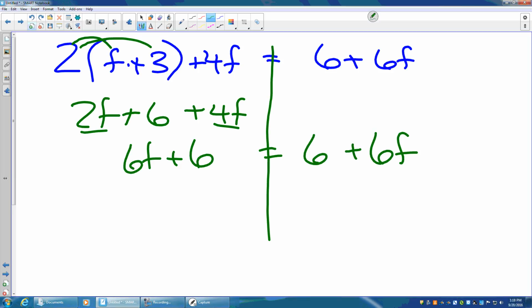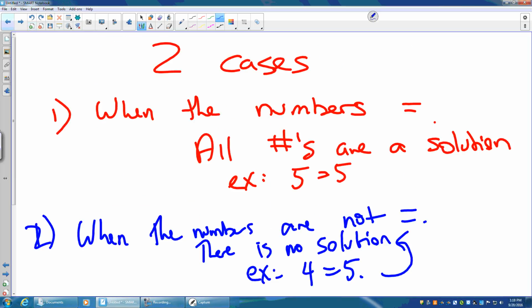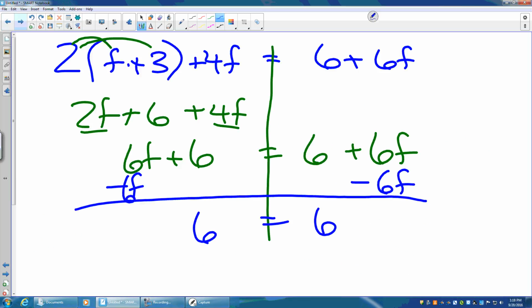If I try to get all my variables to one side, I'm going to subtract 6f's. And I end up getting 6 is 6. So if I go back to my list that I just said here, when it's the same on both sides, like this one right here, it's this first case, and all numbers are a solution. So I'm going to say that down below here. If you do not actually say the words, you don't get full credit. All numbers are a solution.